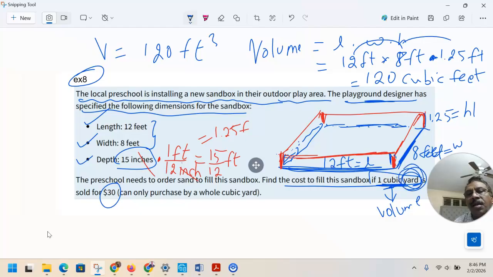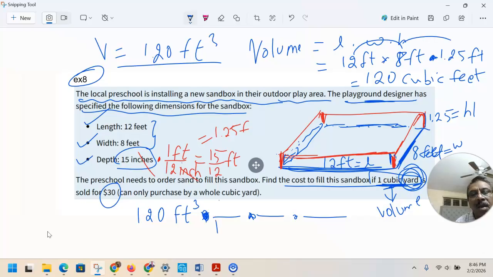And so this yard, even though we got 120, I'm going to write 120 feet cube. This has to be converted to yard. And this means for the feet cubes, I have to write three pieces like this, because we can write one yard is 3 feet. 1 yard is 3 feet like this.